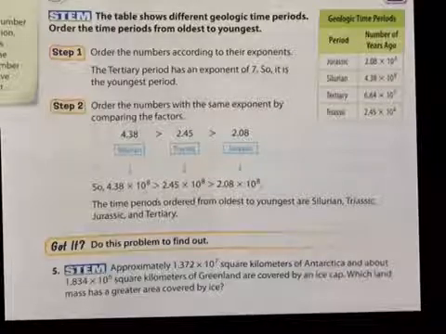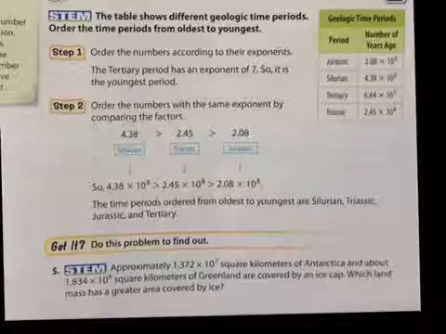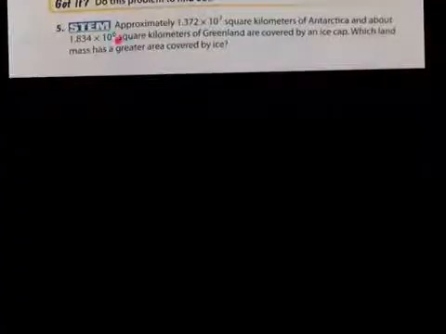But right now I'm just going to work ahead to look at number 5 for the sake of not making the video so long. For number 5, approximately 1.372 times 10 to the power of 7 square kilometers of Antarctica and about 1.834 times 10 to the power of 6 square kilometers of Greenland are covered by an ice cap. Which landmass has a greater area covered by ice? Well, guys, this one's to the power of 7, while this one's only to the power of 6. So clearly, this one's going to be bigger because it has one additional place value. Okay, so Antarctica has more area covered by ice.